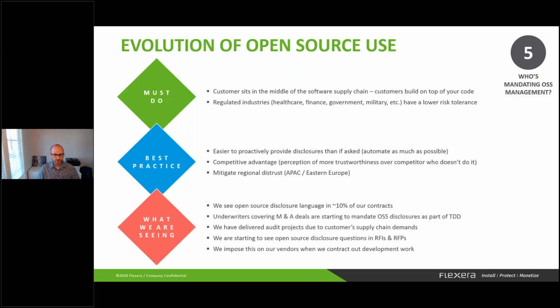And then the third is really about what are we seeing? What is Flexera seeing out there? So we have, starting last year, begun to see language in contracts. When we sell our software to customers, about 10% of the time, we are starting to see that they are demanding not only a disclosure of the open source in our code, but in some cases, give us high-level bullets on the parameters of your solution.